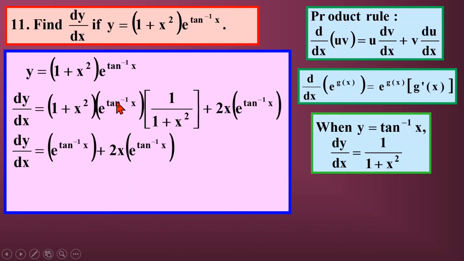So exponent to the power of inverse tangent x, I copy them here. Then I have plus 2x and the exponent power of inverse tangent x again. So both of these are the same. I can factorize them out, and I will end up with this final answer. That's all.